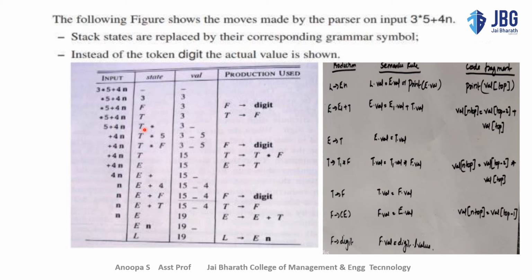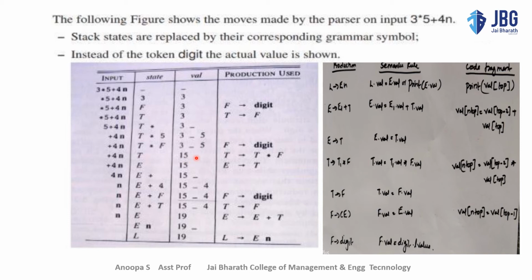Now next is 5. So when I have T star 5, when I have 5, if I have a digit or x value, I have to use the production F giving digit. So 5 will be replaced by F and the value 5 will be added here, right? Then again F will be replaced by T. So again here F is replaced by T. So next, T star F is the prediction that I get. Whenever I have a prediction like T star F, what you have to do is pop three numbers, then perform the multiplication of top and top minus 2. So I have written 15.